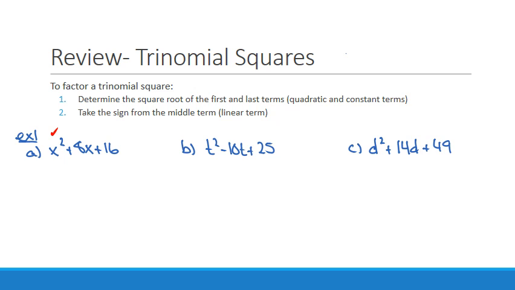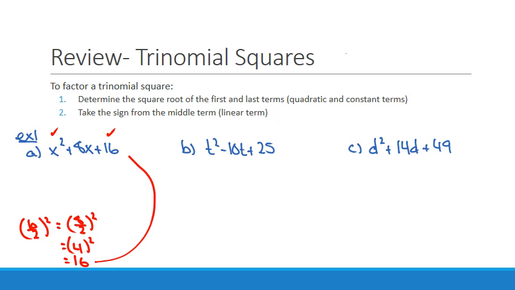I check out my first term. Is it a perfect square? Yep, it is. Is the final term a perfect square? Yes, it is. So now I have to see if the b divided by 2 squared calculation works. So in this case, it'd be 8 divided by 2 squared. That equals 4 squared, which equals 16. And again, that's got to equal that c term, and it does. So we know it is a trinomial square.